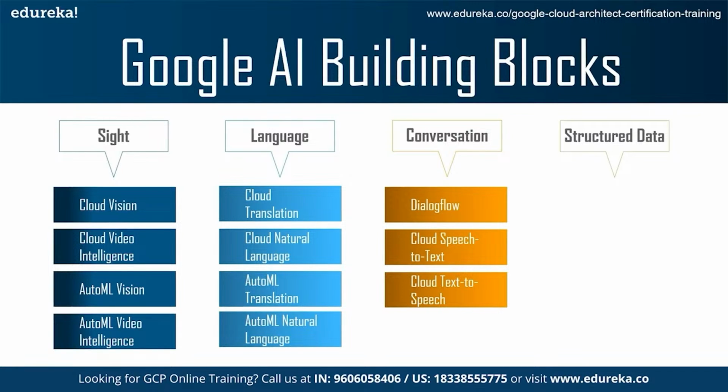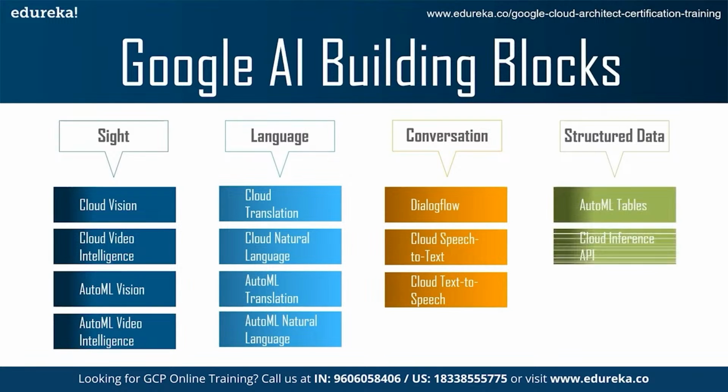Now comes the last building block, that is structured data. The first product in structured data is AutoML Tables, which enables your entire team of data scientists, analysts, and developers to automatically build and deploy state-of-the-art machine learning models on structured data at massively increased speed and scale, which in turn transforms your business by leveraging your enterprise data to tackle mission-critical tasks like supply chain management, fraud detection, lead conversion, optimization, and increasing customer lifetime value.